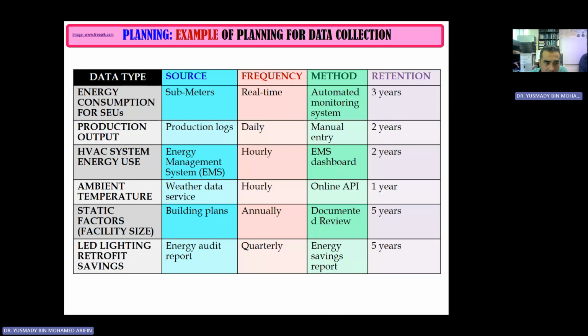Okay, the second one is production output: the source comes from the production log, frequency is daily, method is manual entry, retention is 2 years, and so on. So you can read it by yourself. That is the example of planning for the data collection.